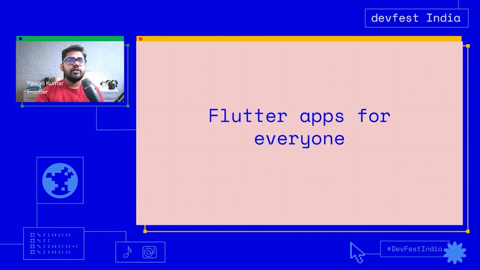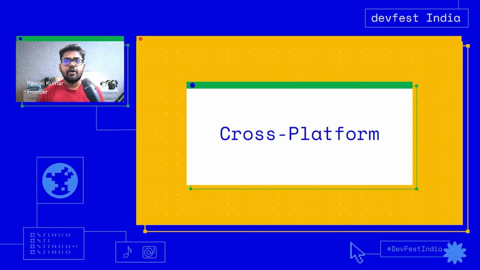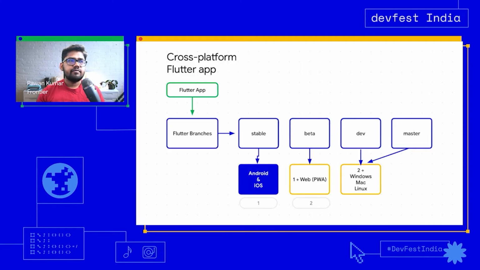Now let's talk about Flutter apps for everyone, because the whole topic of these 2 days presentation was this. When we are saying Flutter apps for everyone, what we mean is that we are going to target cross platform. Cross platform is not just about a single platform, but many other major platforms which we are going to target via our Flutter app. So now let's see, if you really want to target all the major platforms, what are the options and how we can use them.